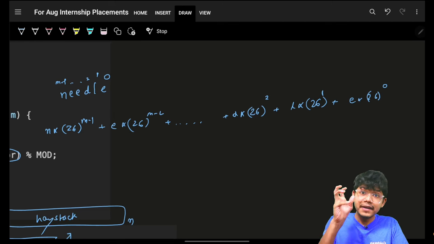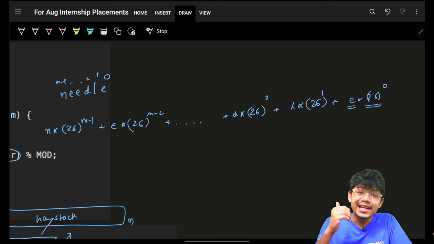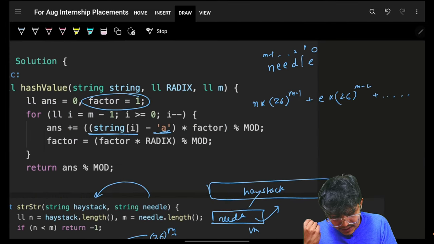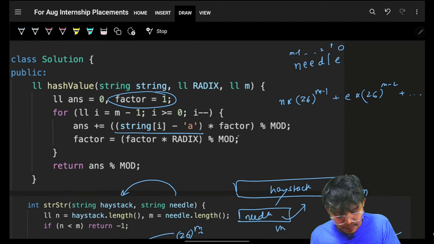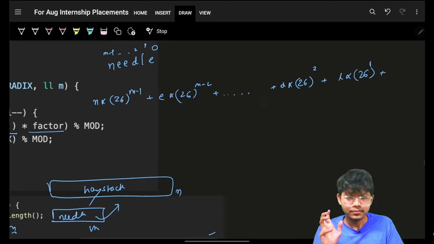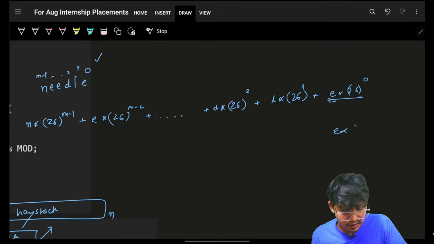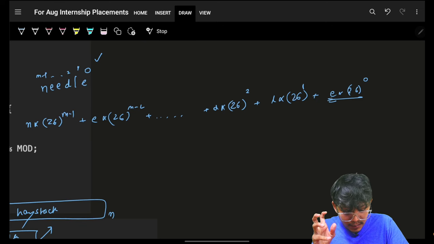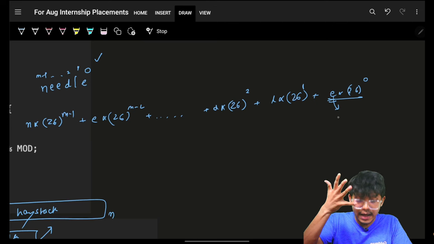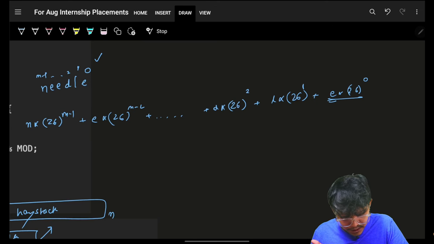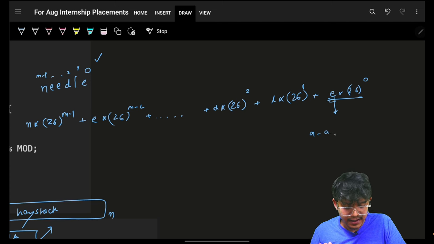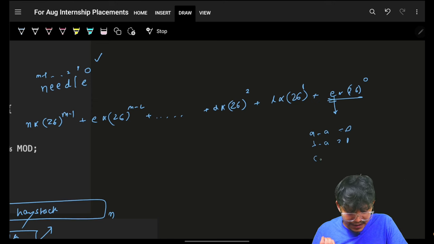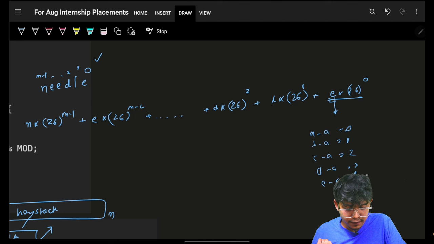So I know that in the very beginning, I have to put an e and then 26 raised to the power 0. Again, I'm going in from the very end. So I'm firstly getting an e itself and then saying, okay, e multiplied by factor. Factor is initially a 1 for me, so I did e multiplied by 1. Again, if you remember, I had already told you that for e the number is 1, 2, 3, 4, 5, but I'm taking the number as 4 for e. So I'll just say e minus a. For example, a minus a will be 0, b minus a will be 1, c minus a will be 2, d minus a will be 3, and e minus a will be 4. So that's the reason.